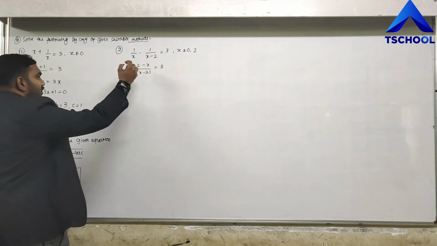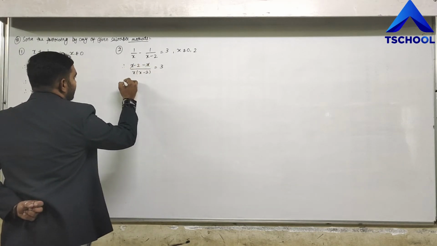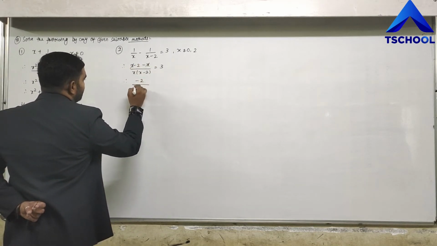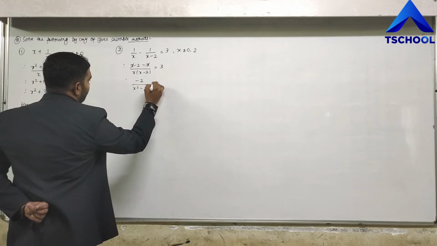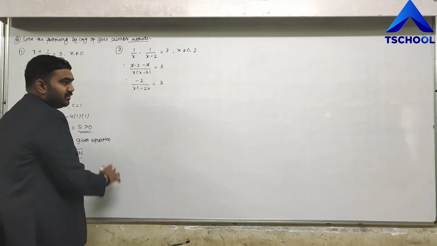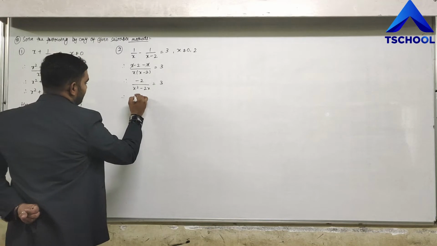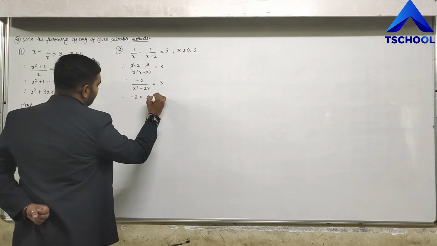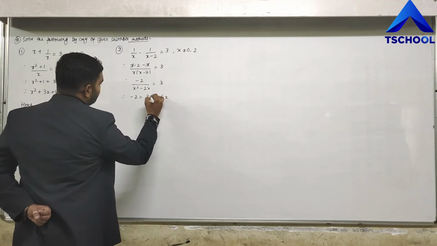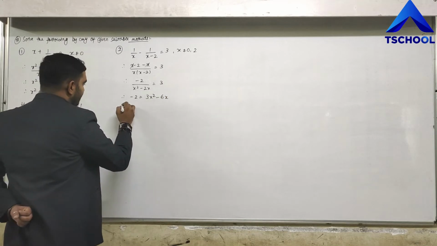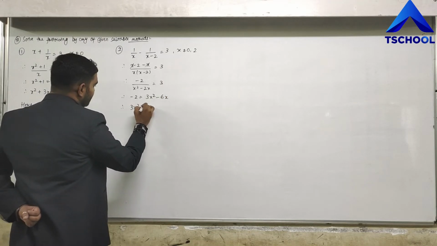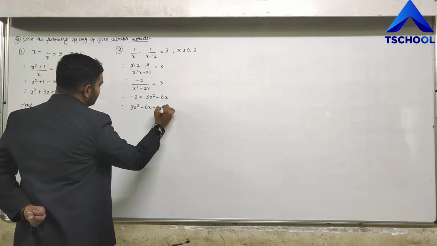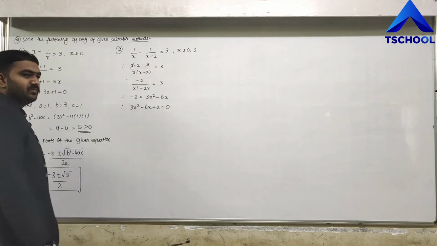Right? So here minus x and plus x can be cancelled. Therefore minus 2 upon x square minus 2x is equal to 3. Cross multiply there. Minus 2 is equal to 3x square minus 6x. Take that 2 to the other side. That is 3x square minus 6x plus 2 is equal to 0.